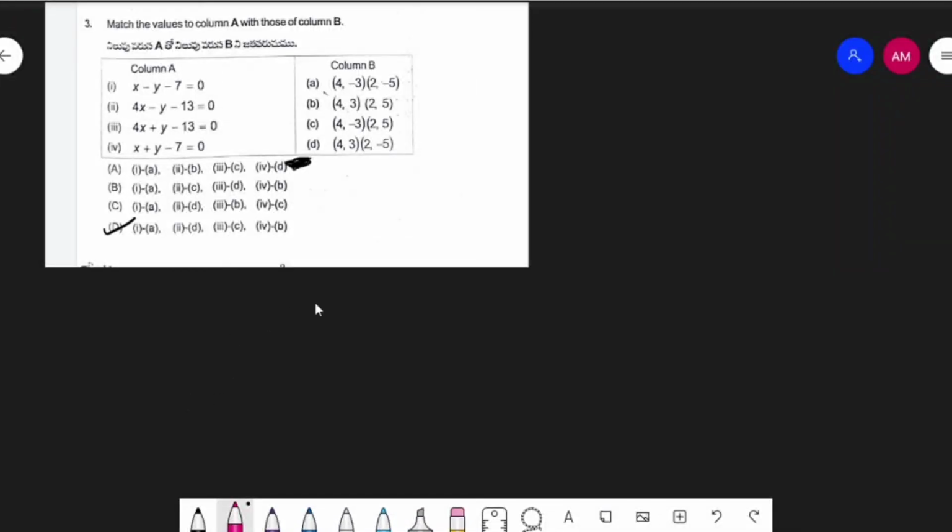Let us move to the third one. Match the values in column A with those of column B. If we observe this problem, we think that it will take a lot of time. But it's a very simple problem. Observe the fourth equation, x plus y equal to 7. What it means? If we add the x coordinate and y coordinate, it should be equal to 7. So, where is that? Yeah, we have B. 4 plus 3 is 7, 2 plus 5 is 7. So, the fourth will be mapped to B.